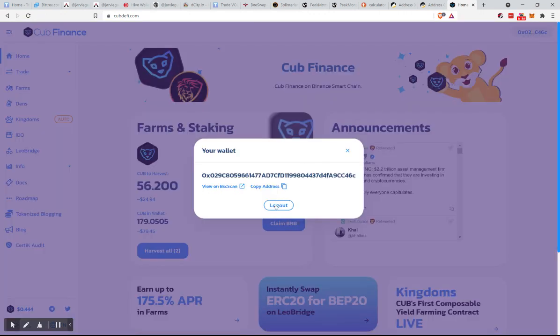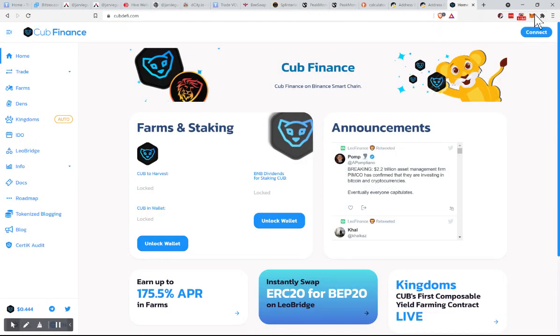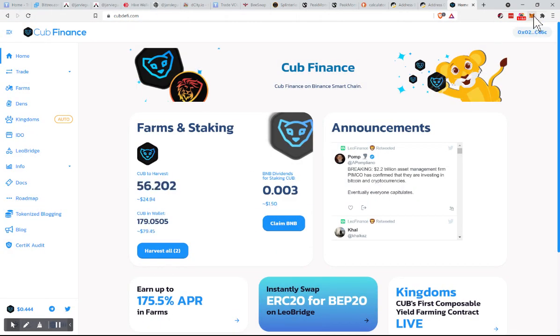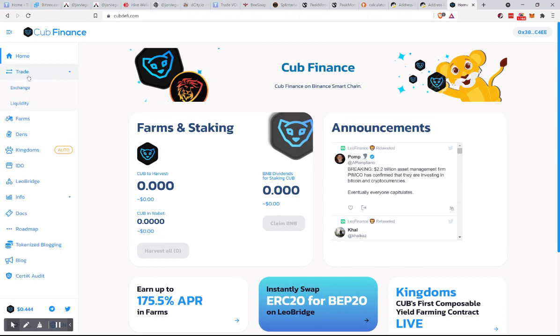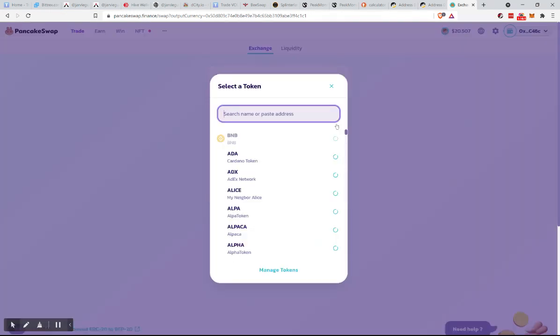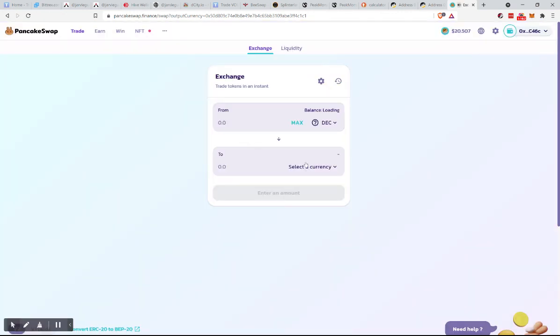So we're going to log out, connect MetaMask. We want to be in the right account. There we go, connect. So we've connected with MetaMask and we're going to exchange. Watch, this doesn't work. Oh, there it is. So we've got DEC. What are we exchanging it for? Oh, for some Cub, it says.